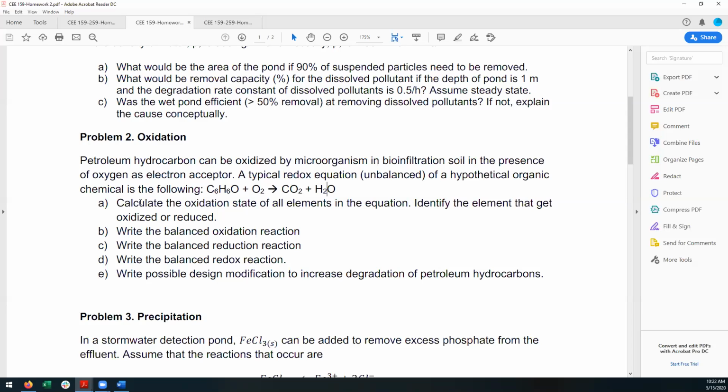So part A is to calculate the oxidation state of all elements and identify which elements are being oxidized or reduced. B is to write the oxidation reaction, C, the reduction reaction, D, write the balanced redox reaction, which is basically the summation of B and C, and then write possible design modifications to increase degradation of this system. Okay, so let me share the whiteboard.